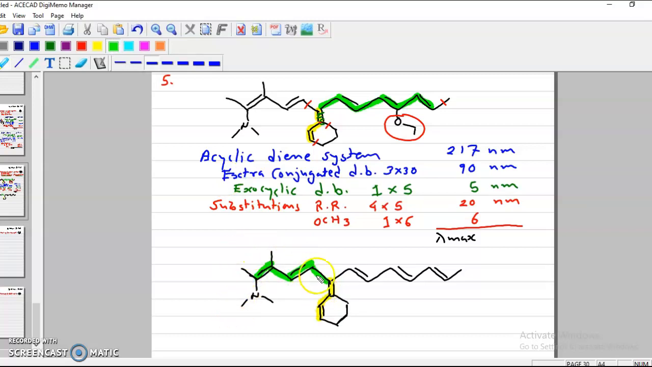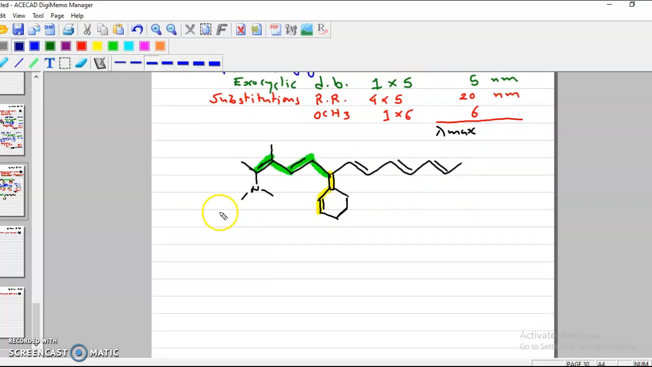Now this is totally different from this one. But in both cases you can see the basic system of Diene remains the same, and that is why it is called cross conjugation. Cross conjugation means the basic system remains the same. So here also we have the acyclic Diene system, which is the same one, and for that we will add 217 nanometer.